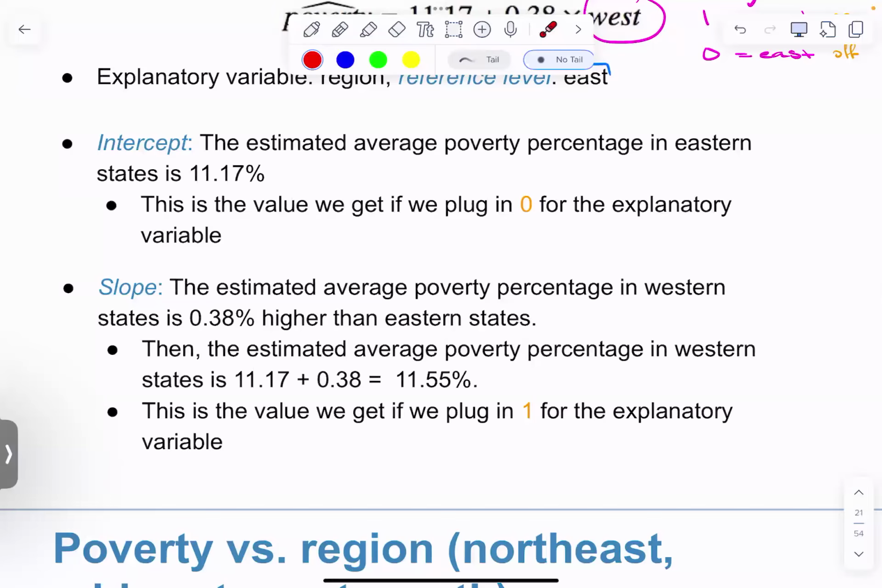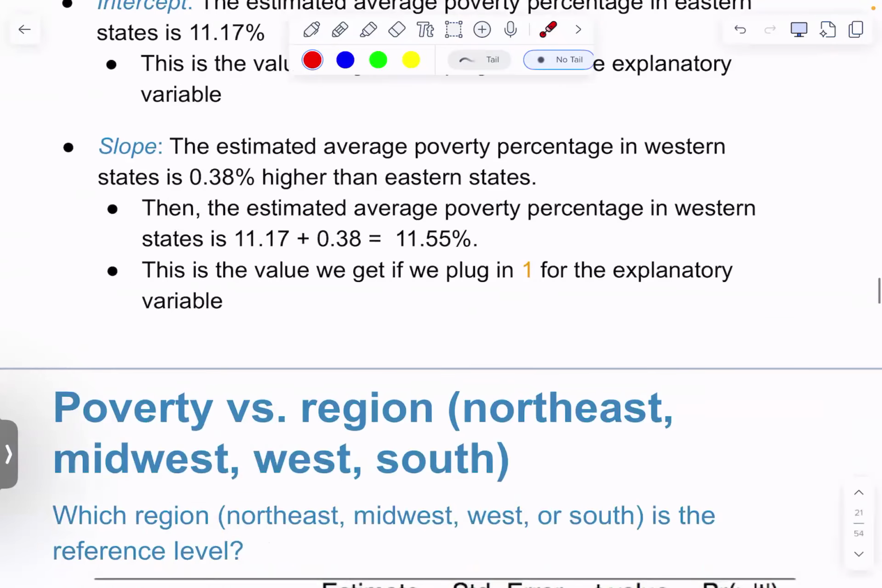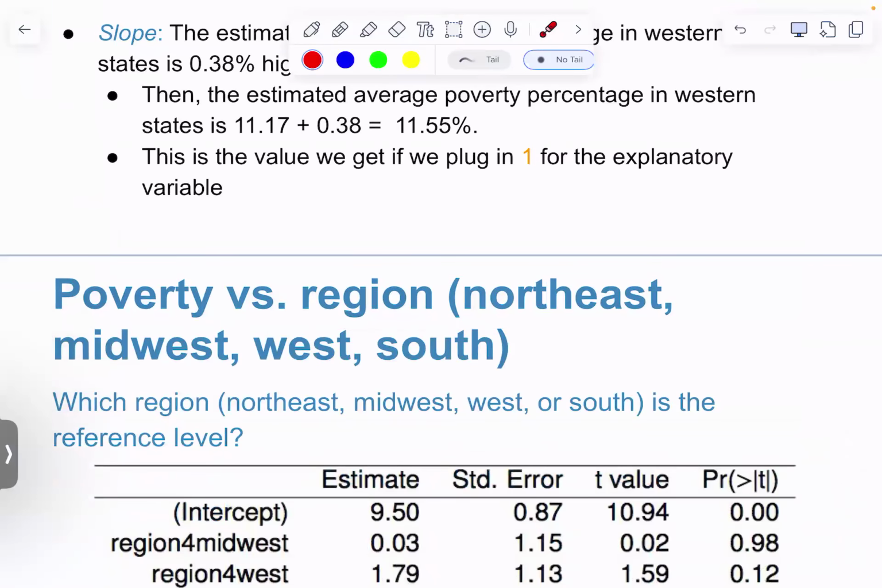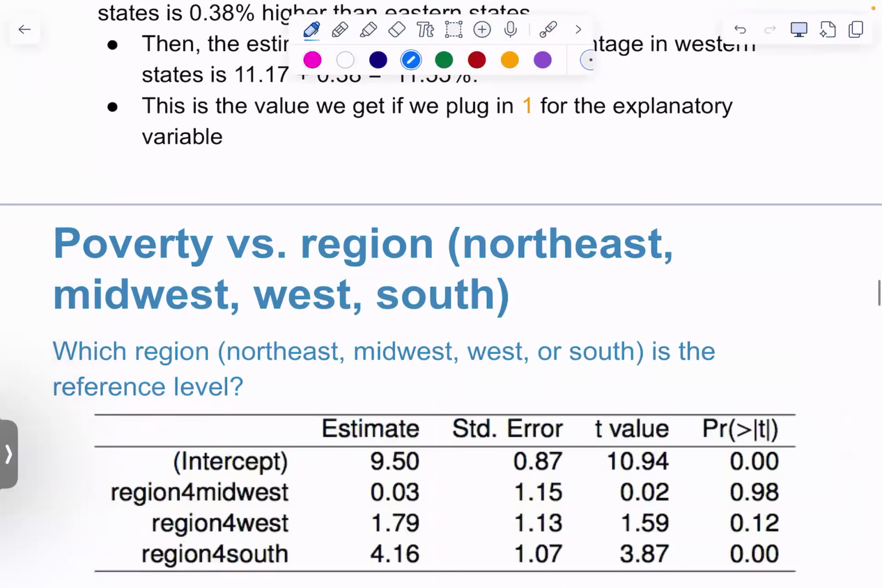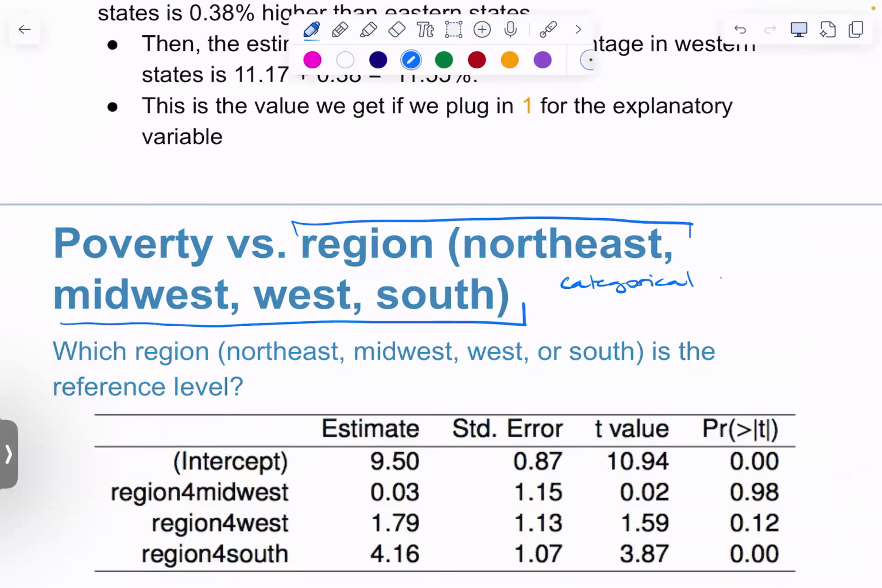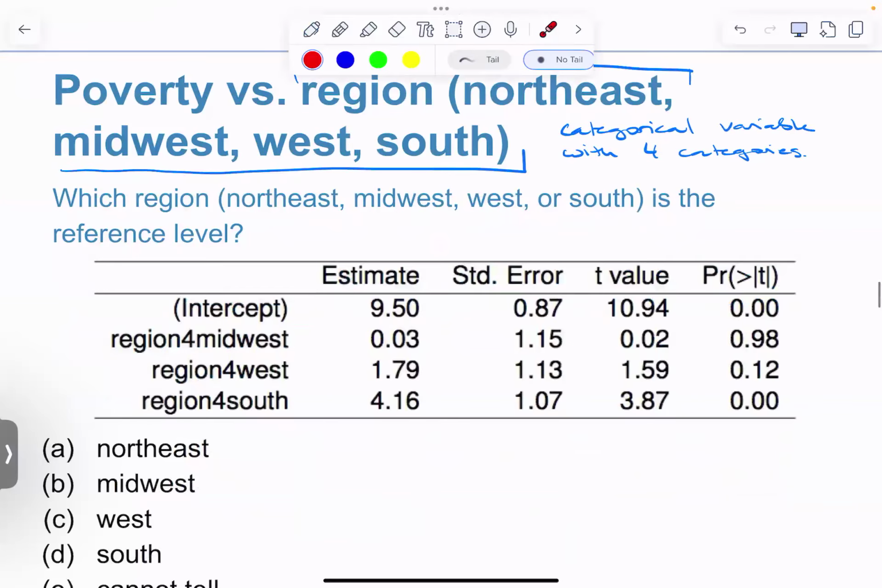Nice. So just zeros and ones, dummy variables. What if you have more than 2 categories? Then we have a categorical variable with 4 categories. Typical output would look like this.